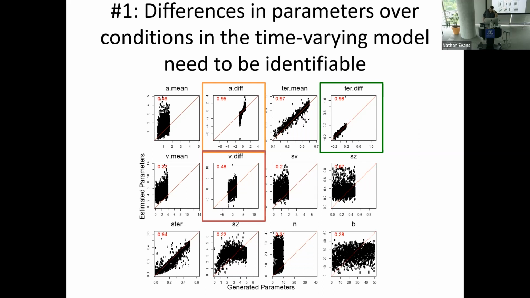So I think some caution needs to be taken with the original paper in terms of inferences about drift rate varying or not varying between conditions.